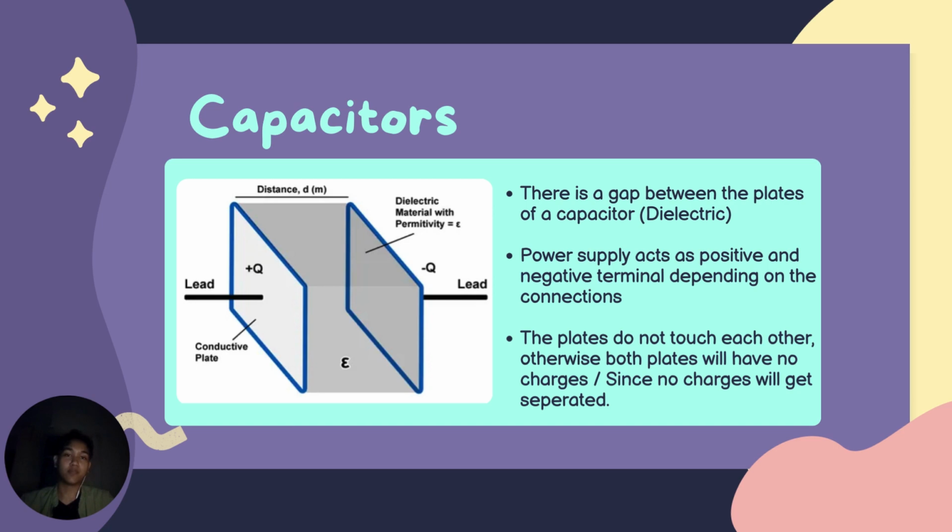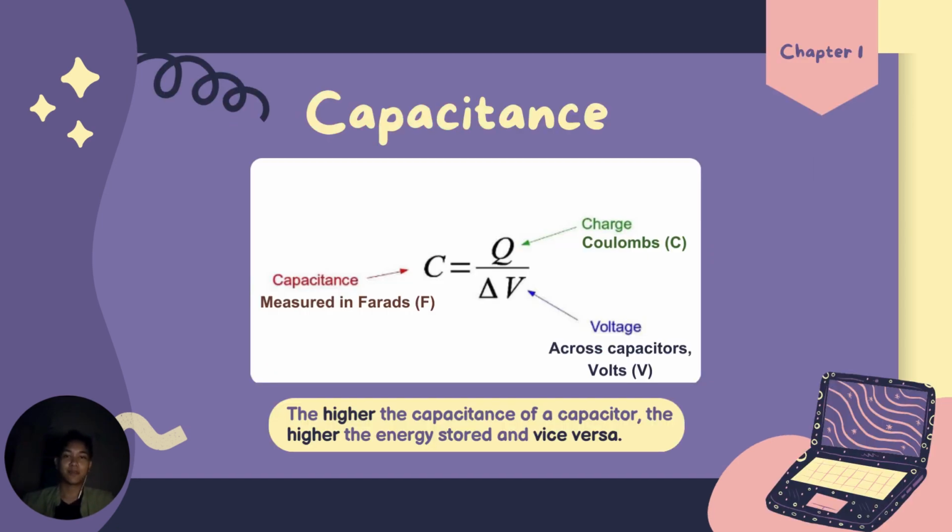Here you can see two plates, left and right. They are terminals, positive and negative. The positive and negative are based on the power supply connected. If the positive is connected to the left, then the left plate will be the positive terminal, as well as negative on the right side. The plates do not touch each other. There is a gap between them. This gap is called dielectric. It acts as an insulator. The plates cannot touch each other because otherwise no charges will flow through, as there are no charges separated in the first place.